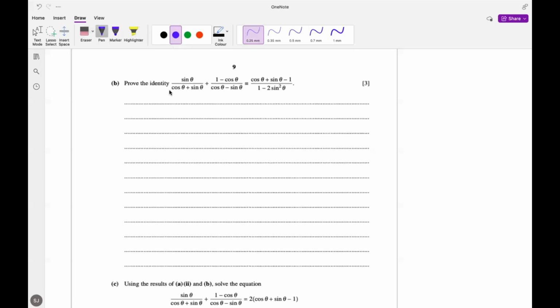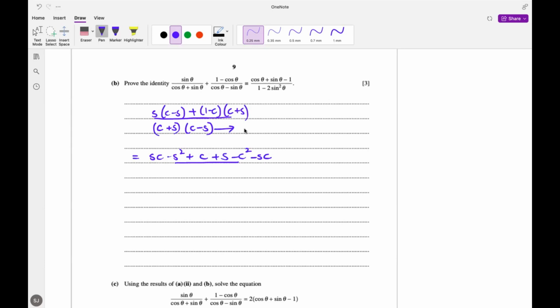In part B, we have to prove the given identity. So we'll start proving the identity by first taking the LCM. The LCM will become cos minus sine and cos plus sine. So this will be cos plus sine and cos minus sine. This sine will multiply by cos minus sine, and 1 minus cos will multiply by cos plus sine. Opening up the brackets, we'll get sine cos minus sine squared, and then 1 multiplied by cos will be cos, and 1 plus sine will be sine minus cos squared minus sine cos, divided by the denominator.